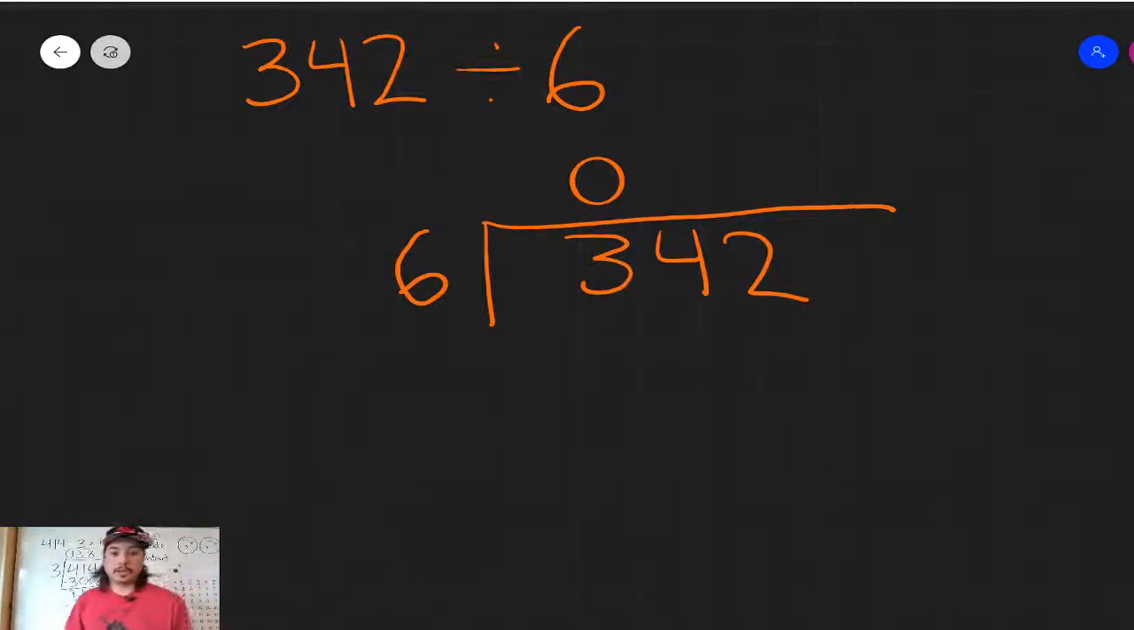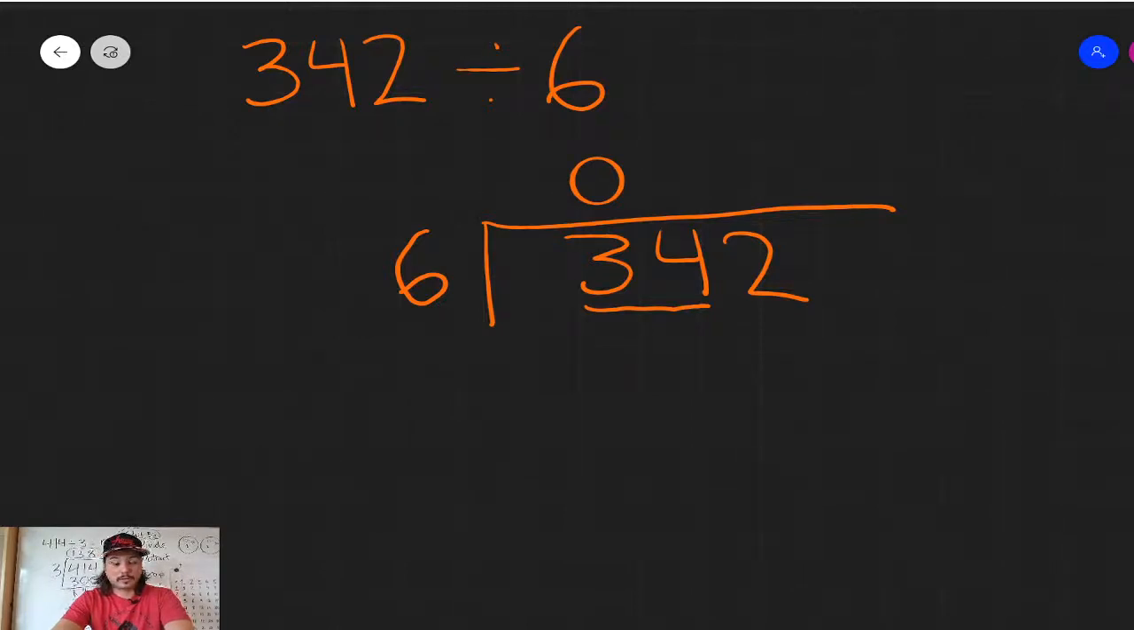So what we're going to do, we're going to regroup. And we're going to look at the tens together. We're going to take our 300s and say, okay, now our 300s is the same as 30 tens. I'm going to add that to the 4 tens that I've already got there. Now I have 34 tens. So how many 6s can I make with 34? What is 34 divided by 6?